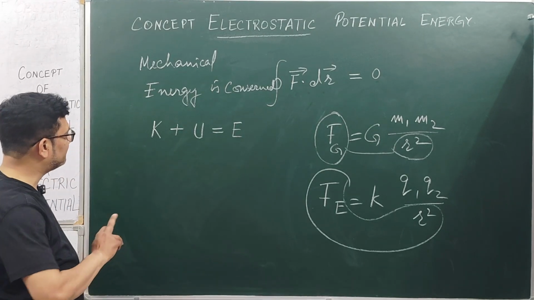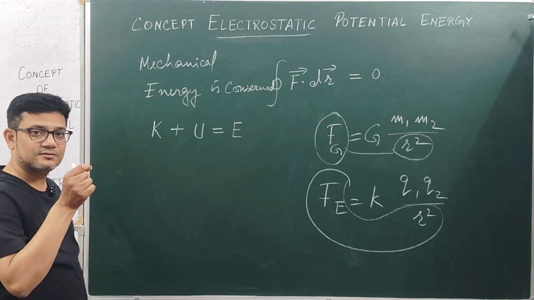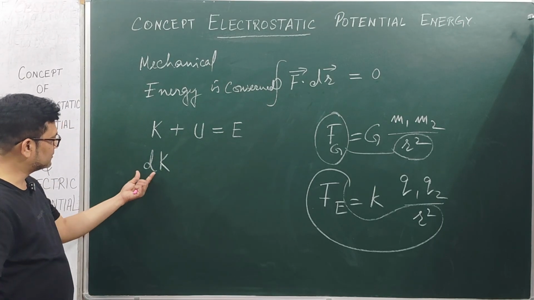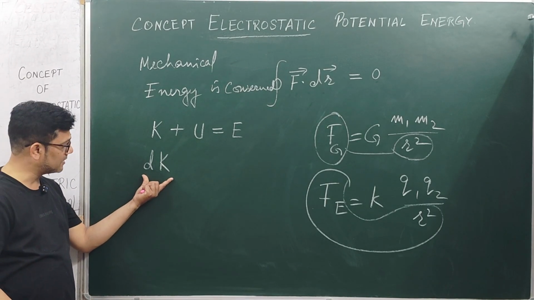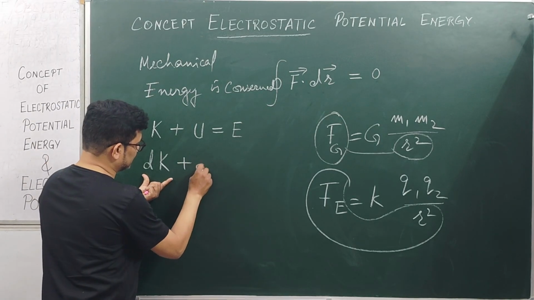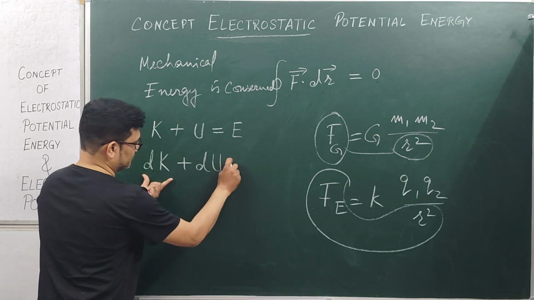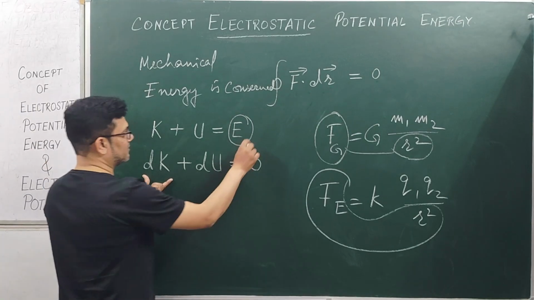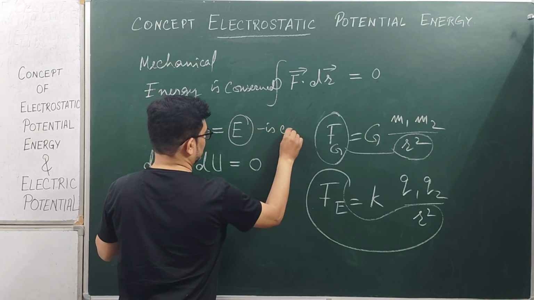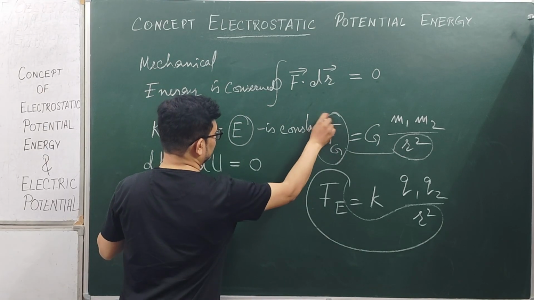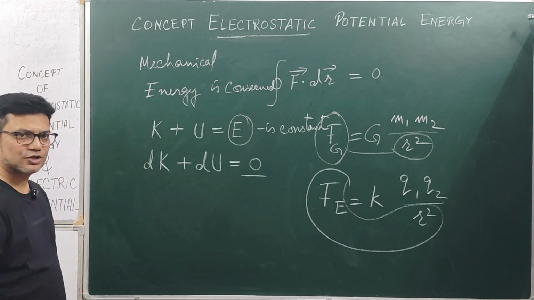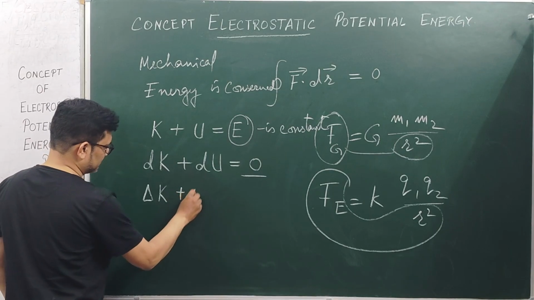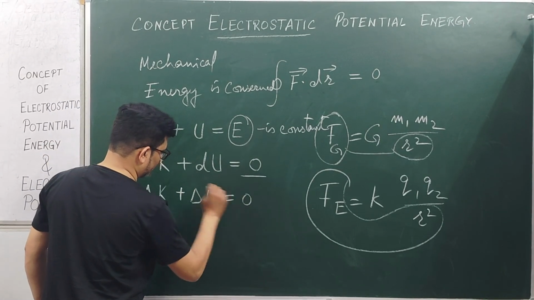Now, if you want to take the difference of it, in differential form, if there is a change in kinetic energy, suppose we denote this by dK, differential change in kinetic energy, plus change in potential energy, this should be equal to 0. Why? There's no change in energy, because energy is constant. So if you take the differential form, there should not be any change. Or in another notation, you can write: delta K plus delta U should be equal to 0.